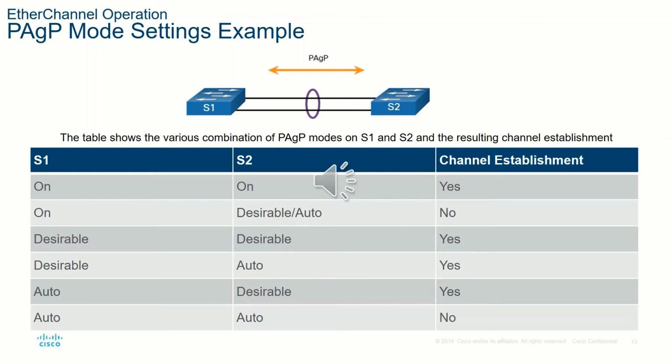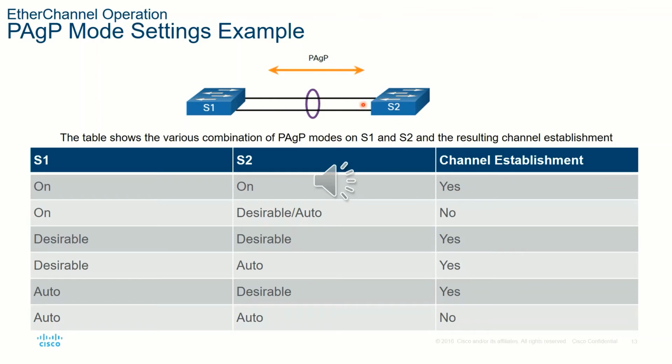We are going to configure the on mode in both switches. In S1 and S2 we are going to configure the on mode. If you want to manually configure the EtherChannel, then you have to apply the on mode. So in switch 1 you are applying the on mode in PAgP. In switch 2 you are applying the on mode in PAgP. That means you are manually creating the EtherChannel.